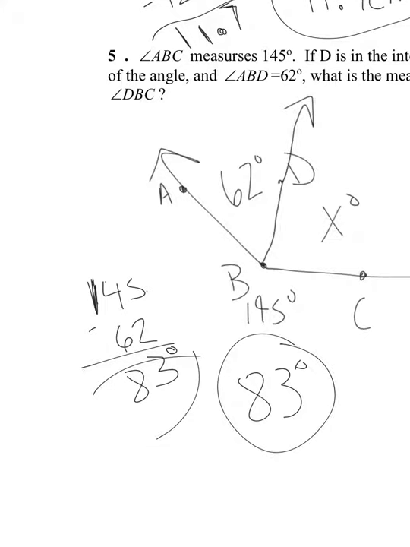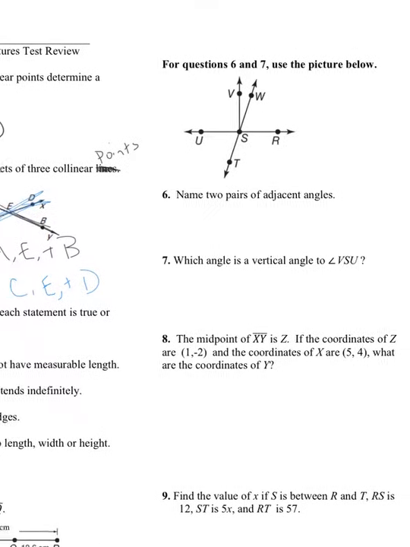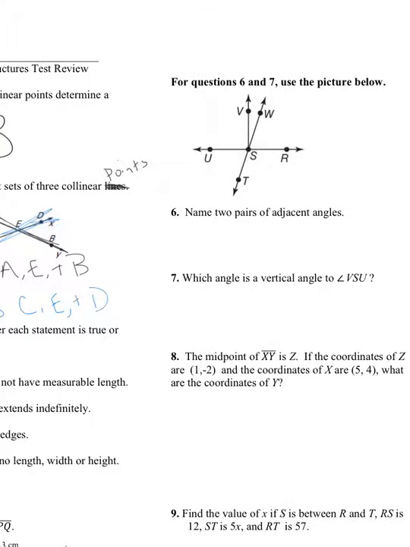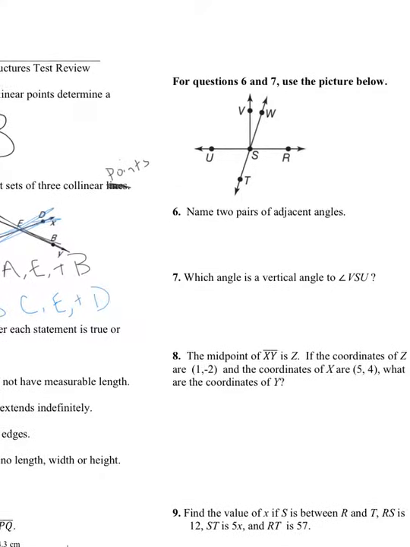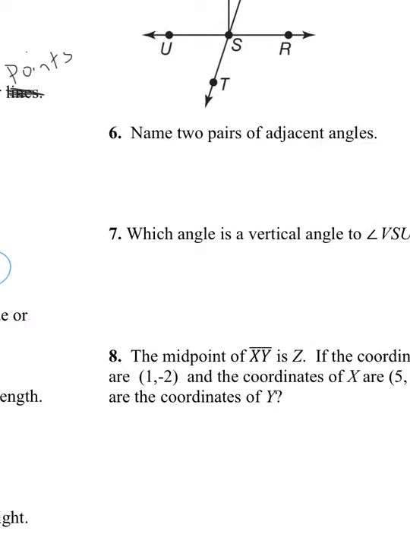All right, on to the second column. Name two pairs of adjacent angles. So adjacent angles, again, are angles that share the same vertex, they share a side, and they're literally right next to each other. So there's actually several pairs here. I don't know if I'll be able to write these all very well. Let me see how this goes.